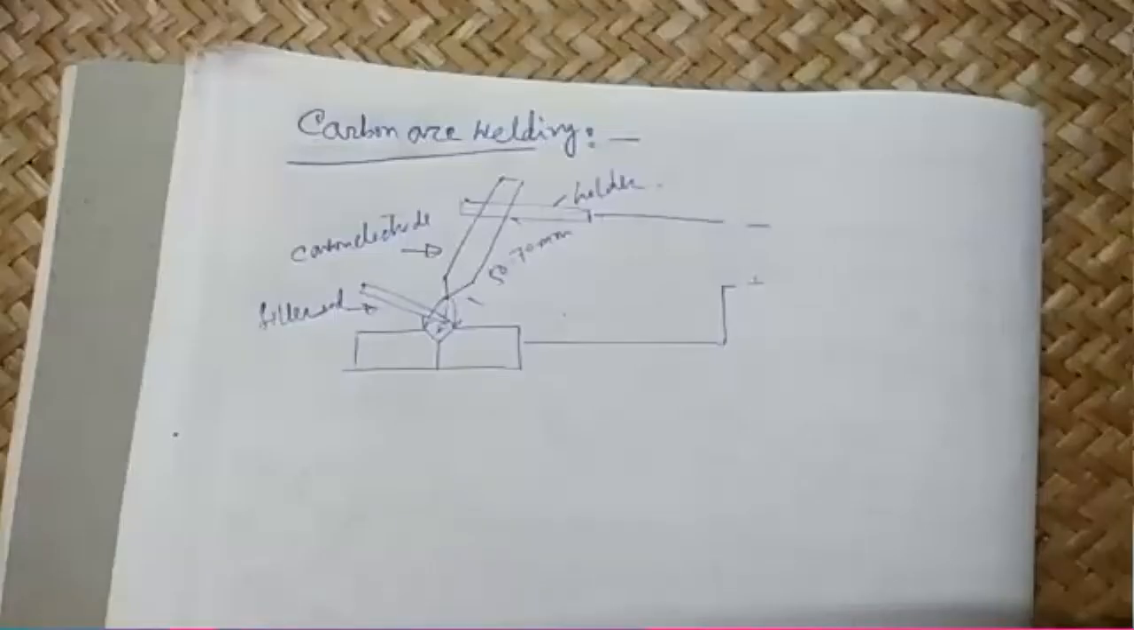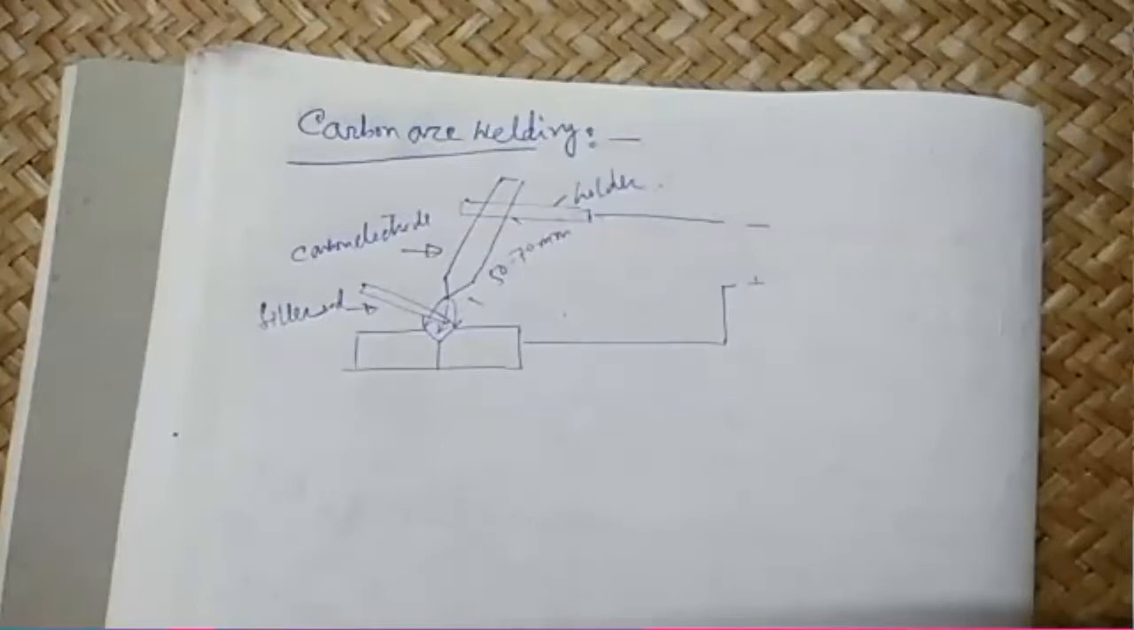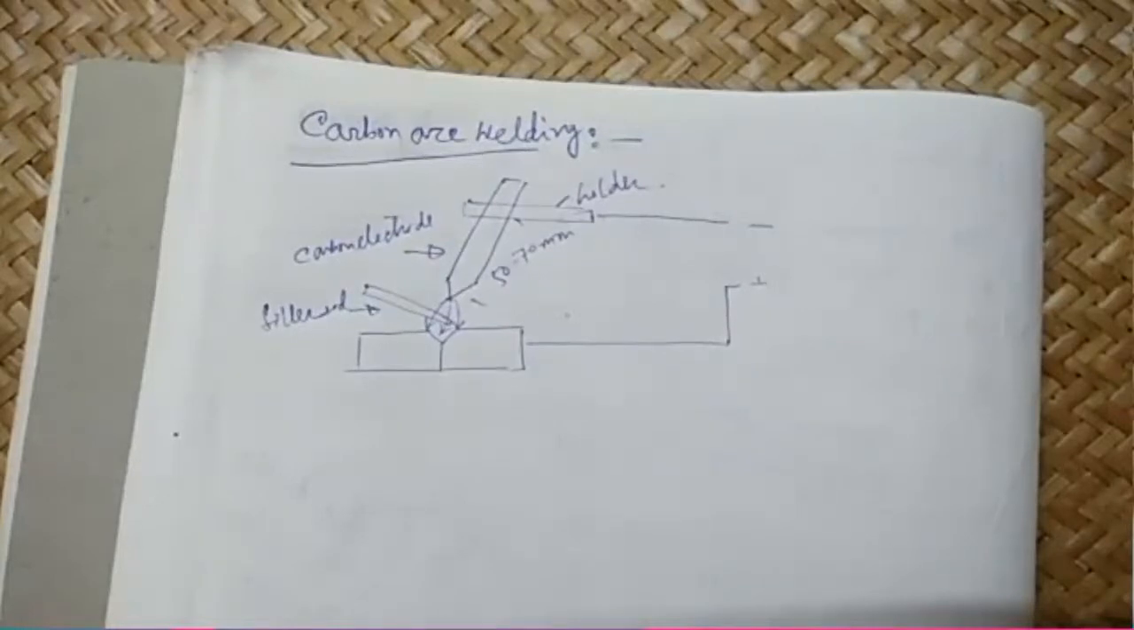Sir, is 70 mm the distance between the electrode and the workpiece? No, 70 mm is the distance from the electrode tip to the electrode holder, 50 to 70 mm. If it is very long, the carbon electrode is weak and may break, because it will not withstand much bending moment. And if it is very short, there is a chance of short circuiting.